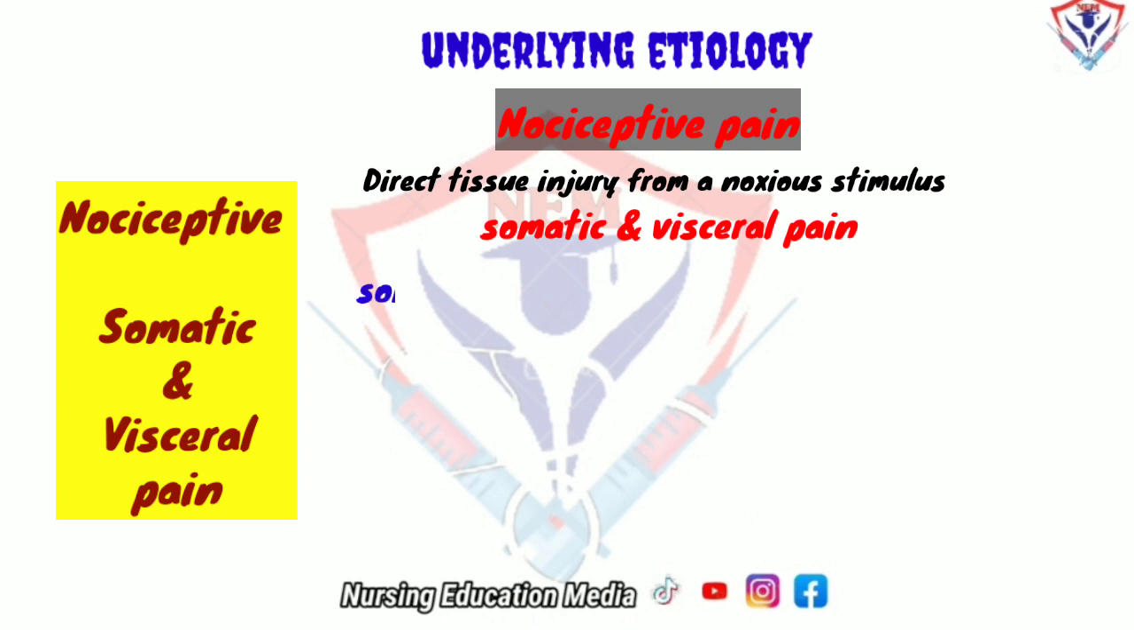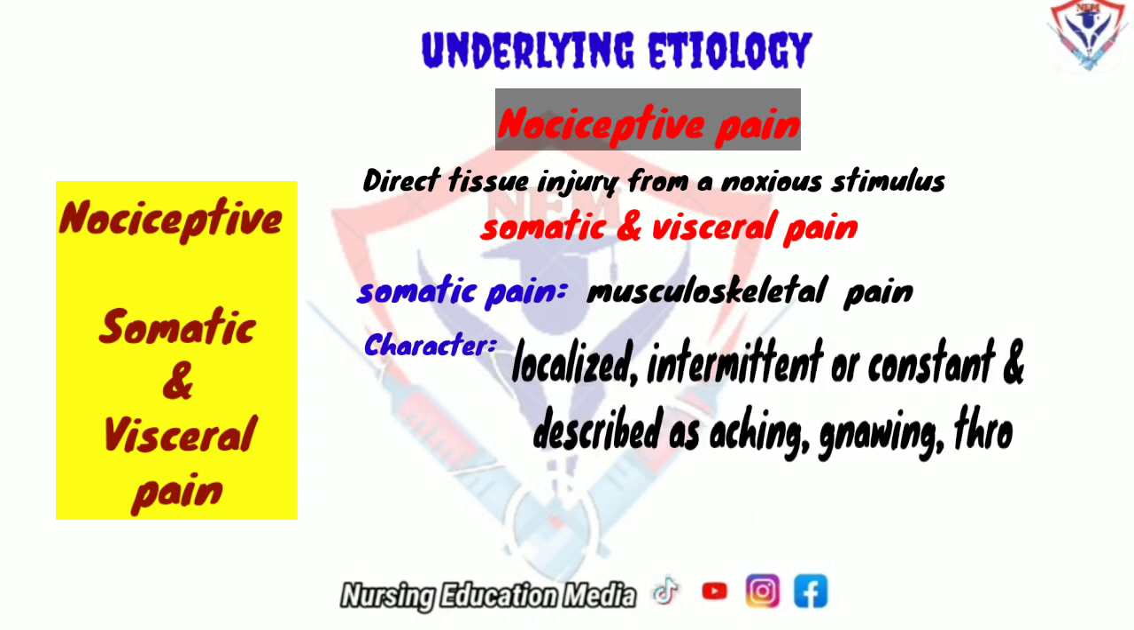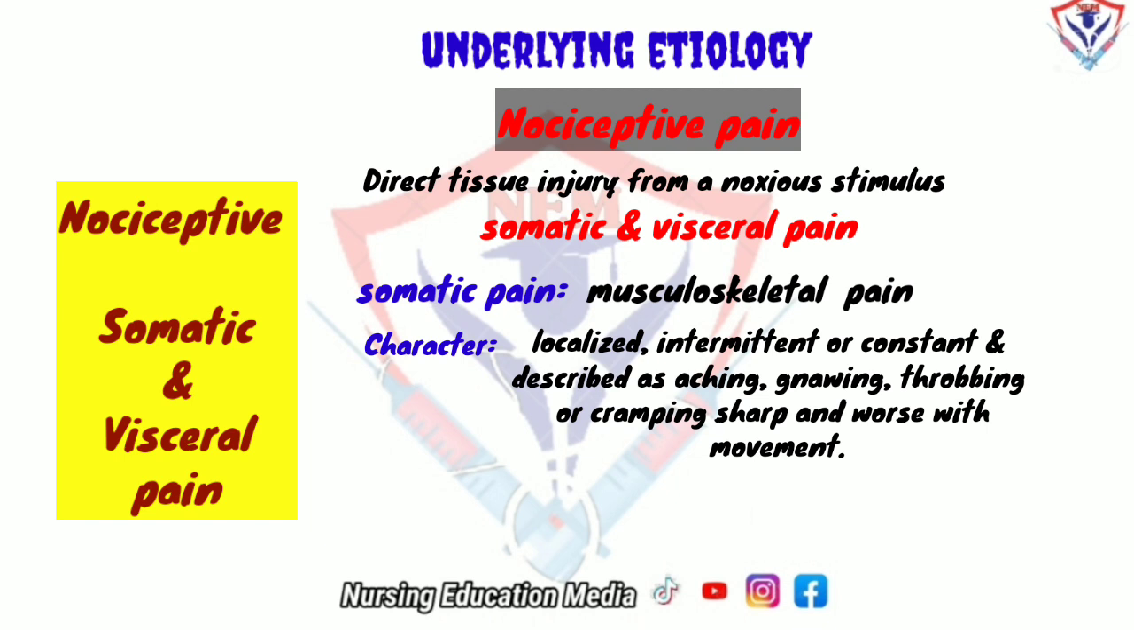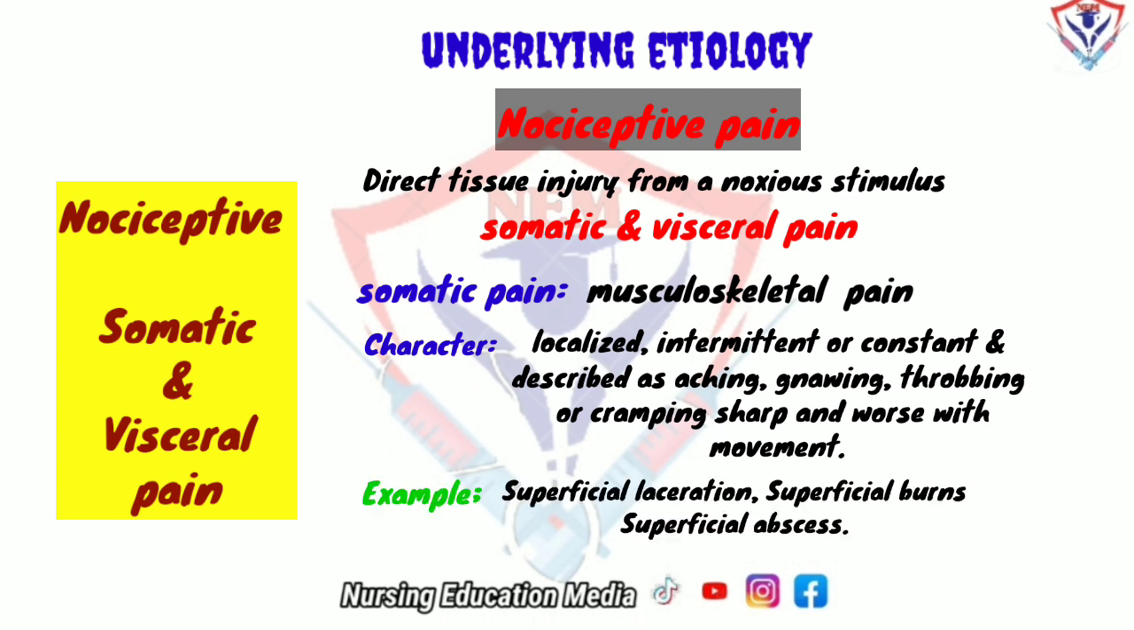Somatic pain. Somatic pain is generally described as musculoskeletal pain. Many nerves supply the muscles, bone, and other soft tissues. Somatic pain is generally in the muscles, bones, or soft tissues as discussed before. How is it characterized? It is characterized as well localized, intermittent, or constant, and described as aching, gnawing, or throbbing pain, or cramping pain. It gets sharp and worse with movement. For example, superficial lacerations, superficial burns, superficial abscess.